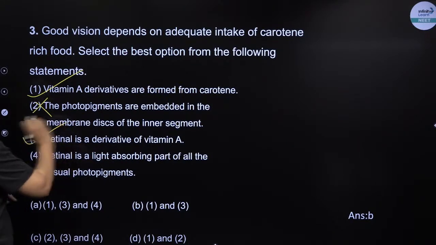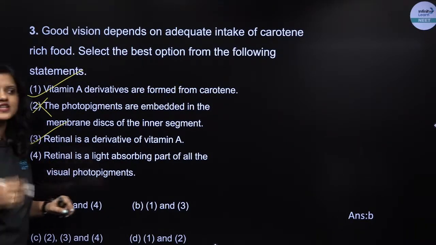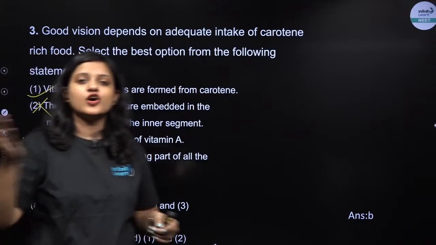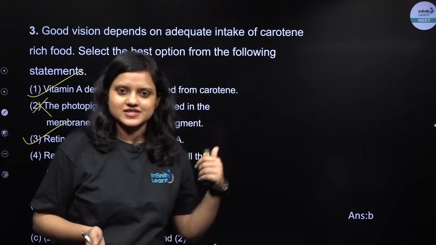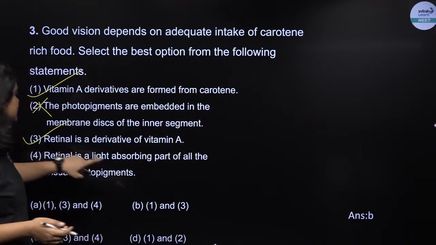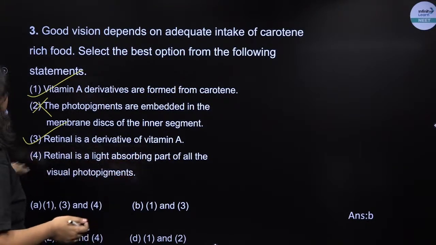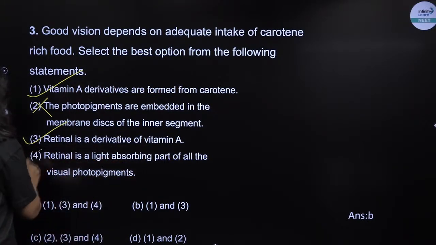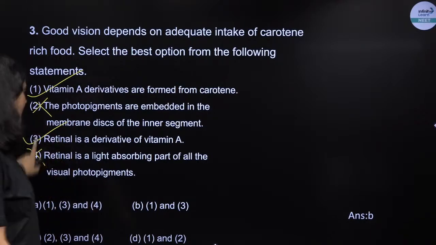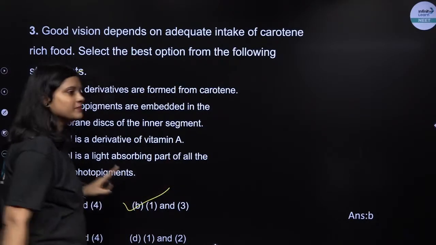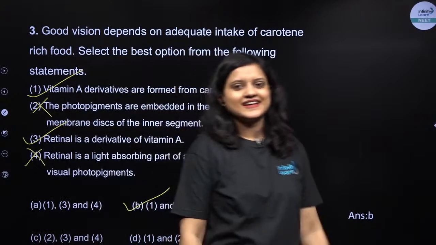Retinal is a derivative of vitamin A. Again, this is correct. That's why it is said to consume vitamin A, that will improve your eyesight. This is the reason. Retinal is a light absorbing part of all the visual photopigments. No, there are more. So the correct option will be option B.